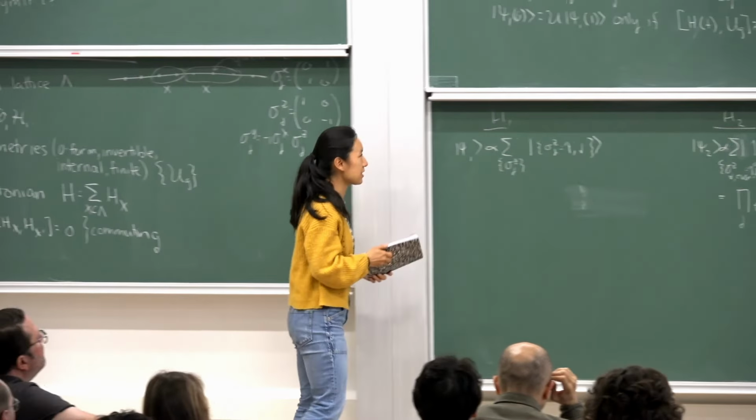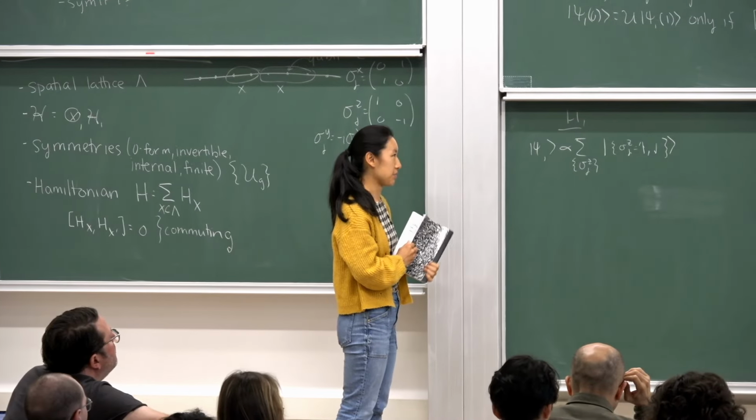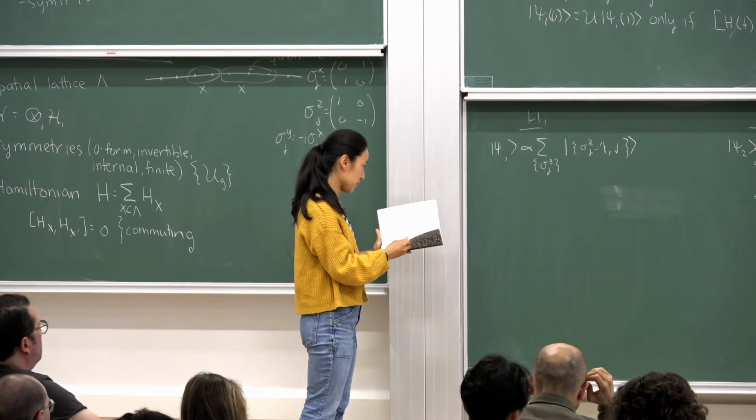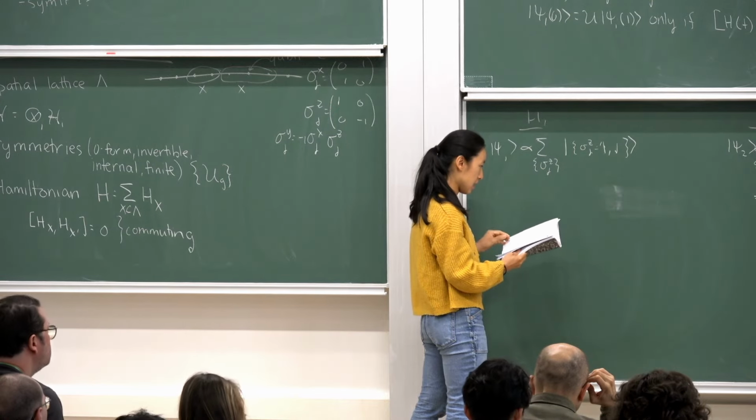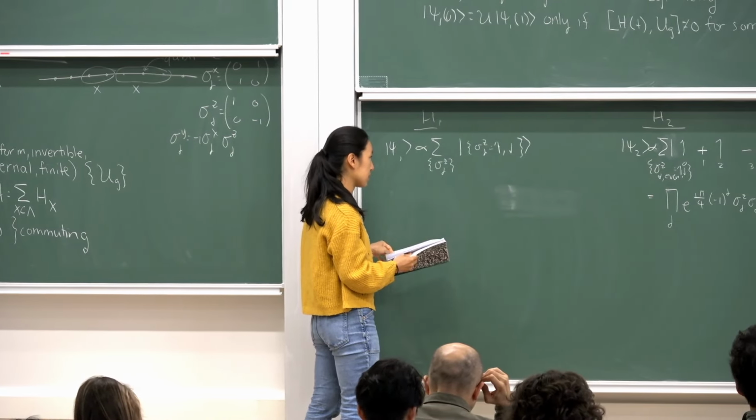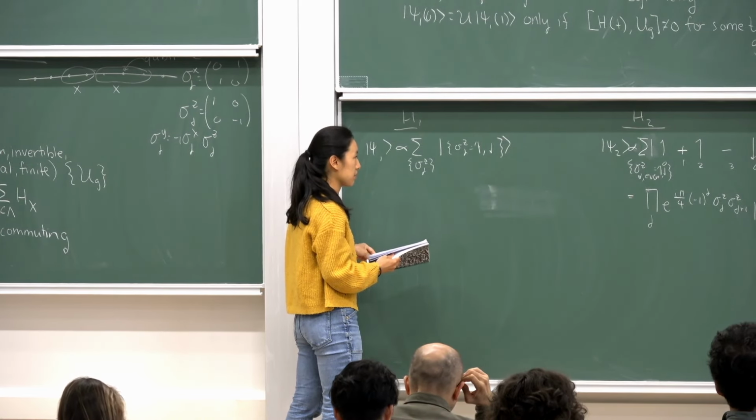Okay, so how do you see that they're actually realizing different SPT phases? Well, we're going to first talk about how to see that from their boundaries, and then we're going to talk about how to see that from their bulk symmetry defects.